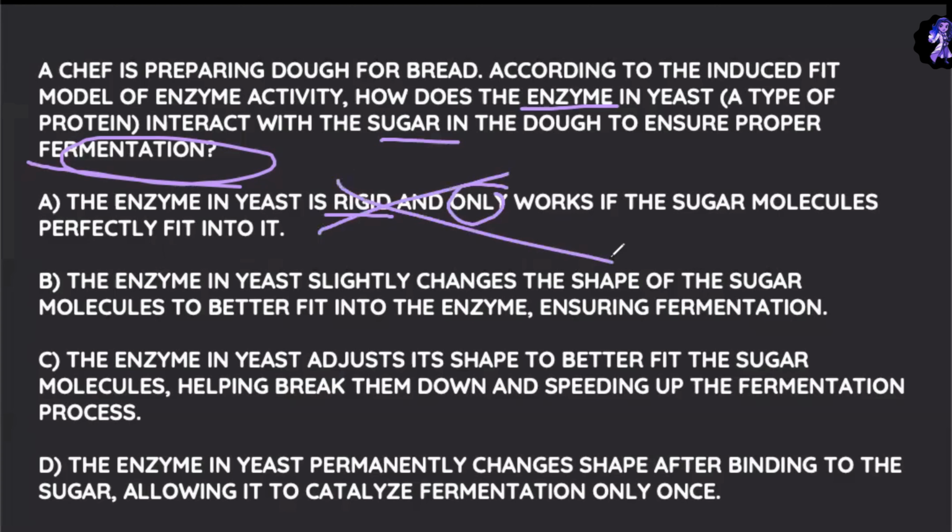Let's take a look at answer choice B, which states that the enzyme in yeast slightly changes the shape of the sugar to better fit into the enzyme and ensuring fermentation. This seems like a good answer. However, I'm kind of skeptical about this because we're saying that the substrate or the sugar is going to change its shape. However, based on the information that we talked about, remember the enzyme is the one that's going to change the shape in a way to fit that substrate. So I'm going to keep this as a maybe for now and see if there's a better answer choice.